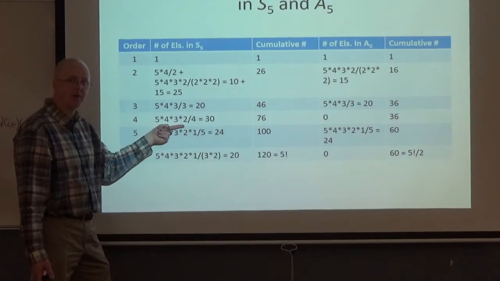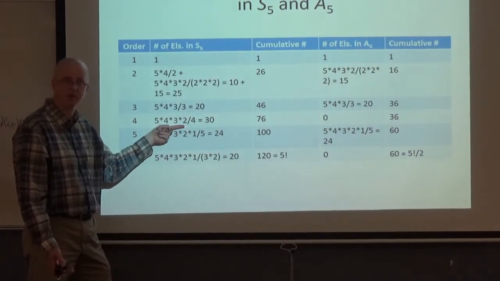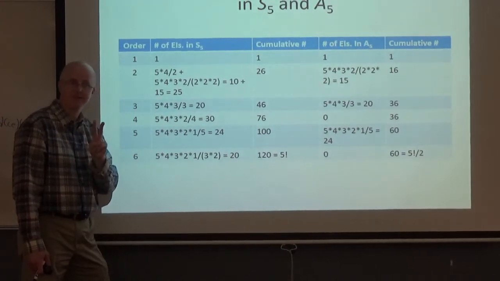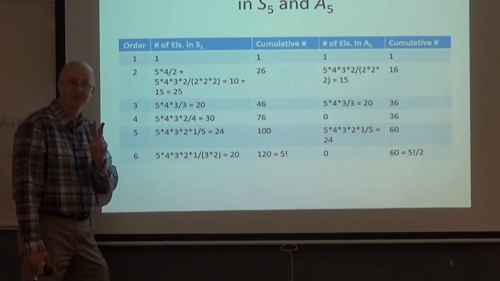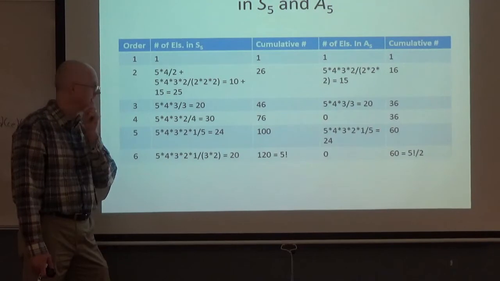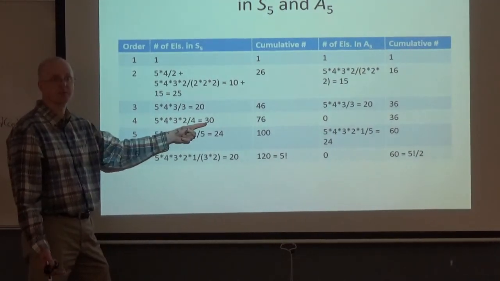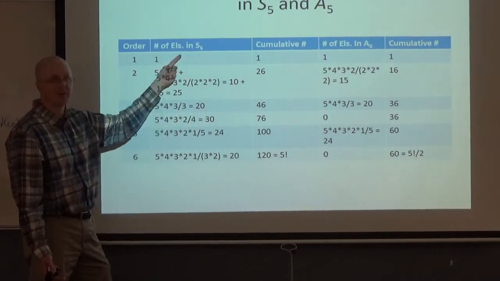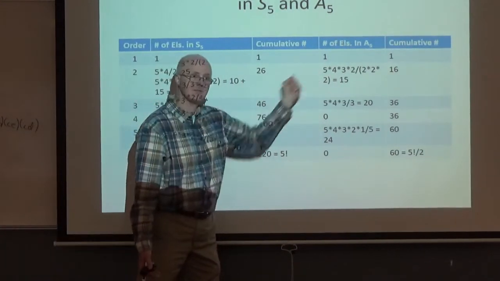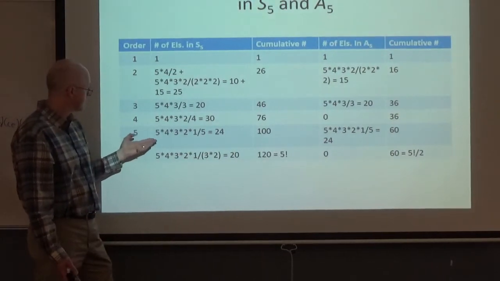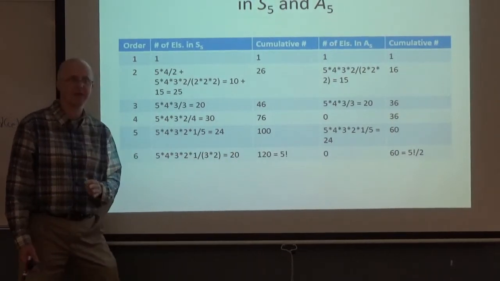Elements of order 4 generate cyclic subgroups of order 4. There's always 2 generators of cyclic groups of order 4, right? A and A cubed, if A has order 4. So you've got to divide that by 2 to say there's 15 cyclic subgroups of order 4 in S5 and none in A5.